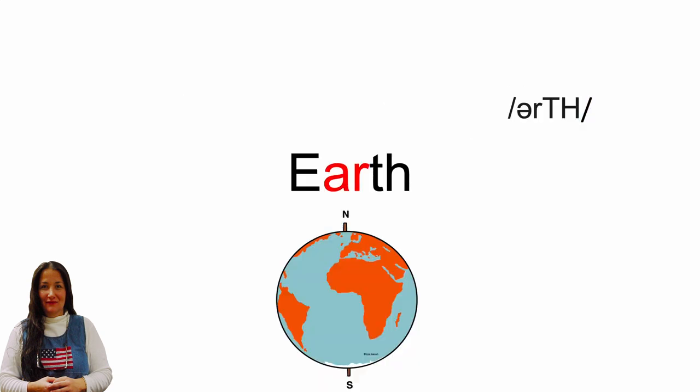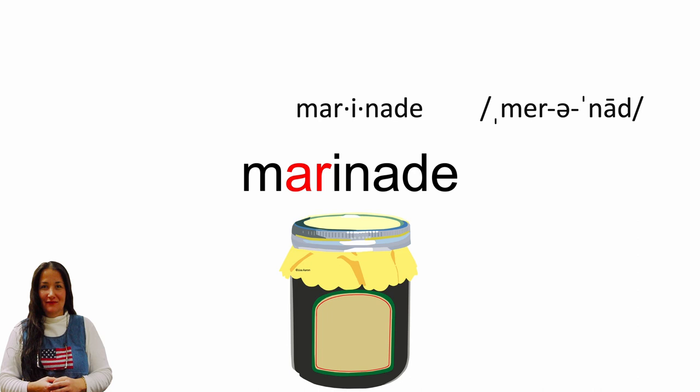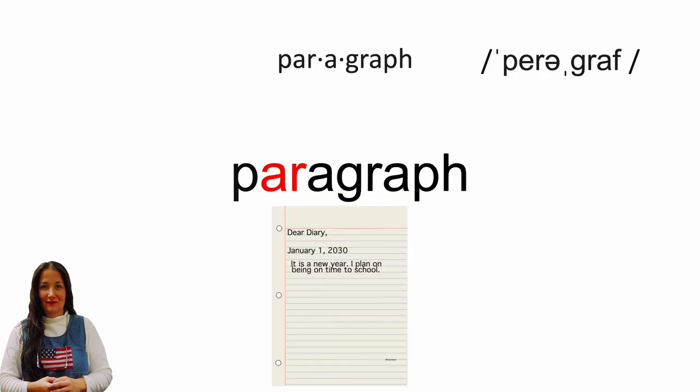Earth. We live on planet Earth. Jaguar. Marmalade. Marmalade is a sweet food made from citrus and sugar boiled to a thickness. Paragraph. Writing several sentences on the same topic is a paragraph.